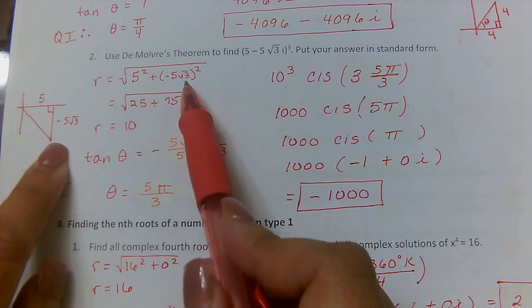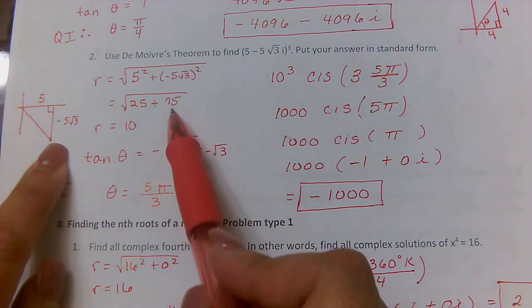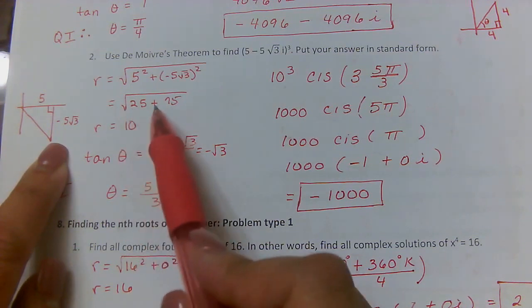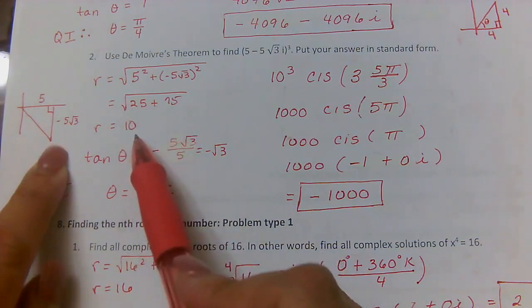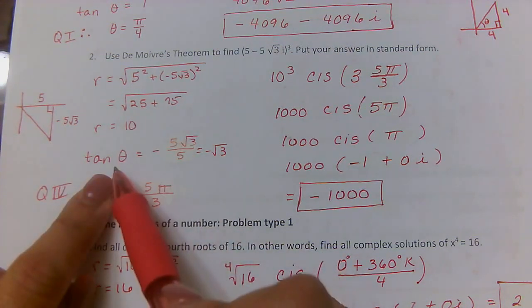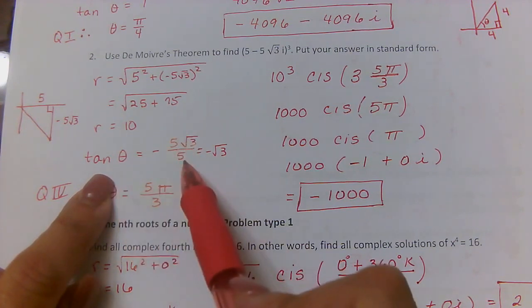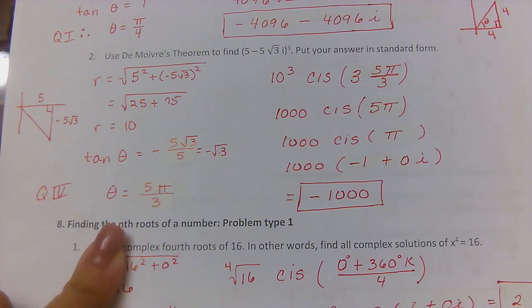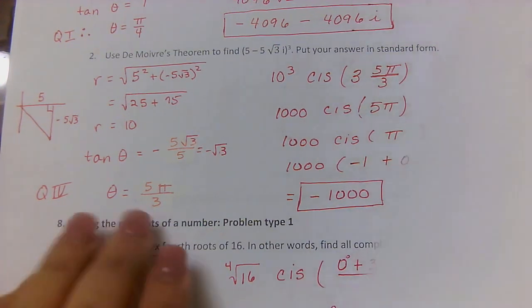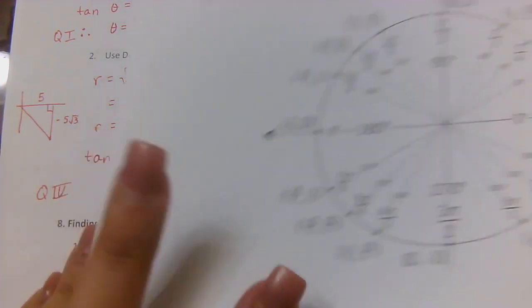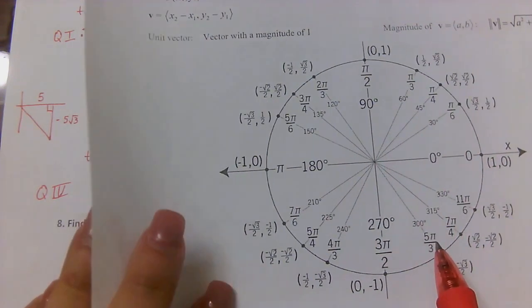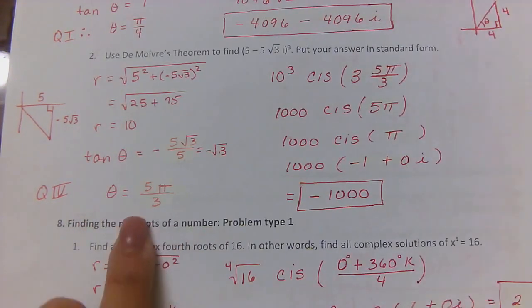It's going to be 25 times 3, which is 75. And then 5 squared is 25. So this adds up to 100, and the square root of 100 is 10. So I have my R as 10. Theta is opposite over adjacent, and it comes out to negative square root of 3. Because we're in quadrant 4, we want to come over here and say quadrant 4, theta has to be 5 pi over 3, which I have here.